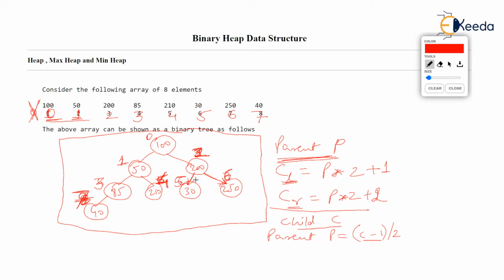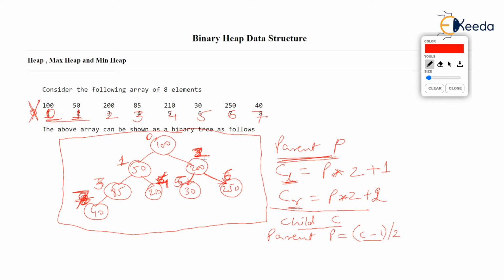Okay. Finally, who is the parent of fifth node? 5 is the child number. 5 minus 1 is 4. 4 upon 2 is 2. So fifth node has parent at second position. So only formulas will change. Why am I even discussing this?